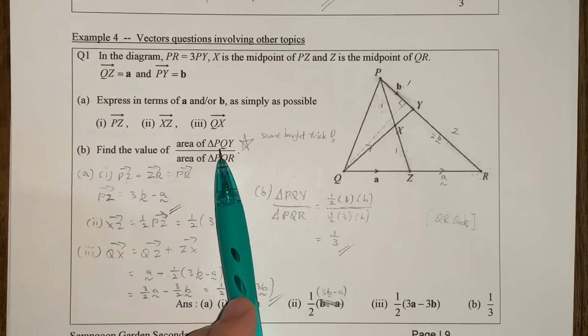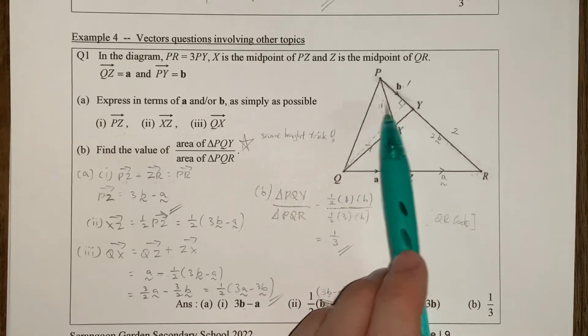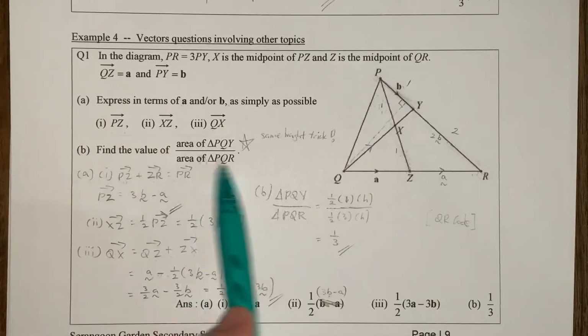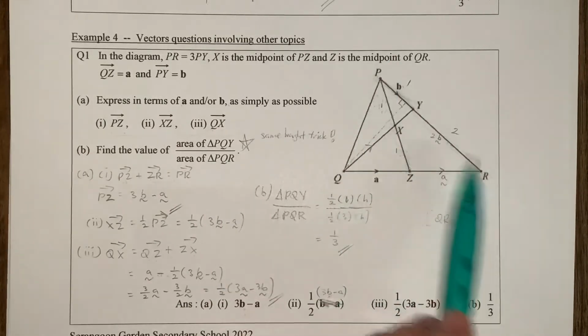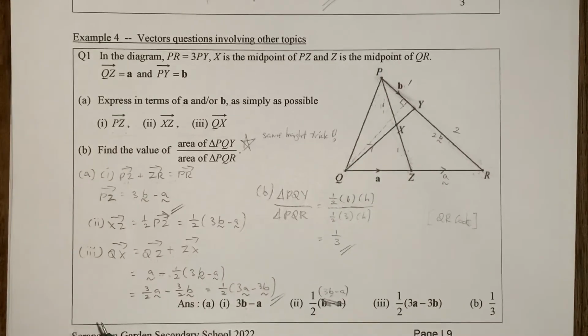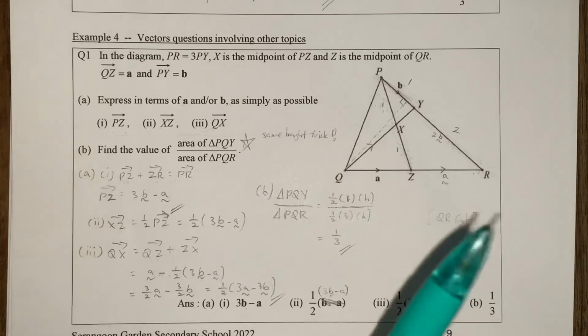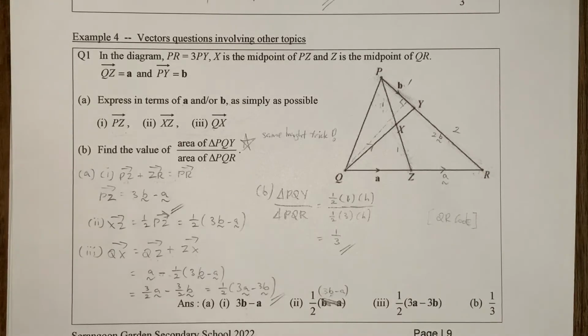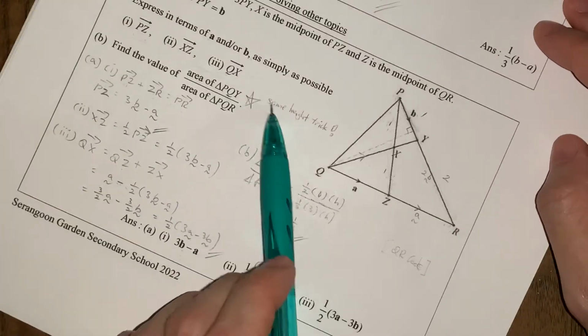So PQY, this triangle's area, divided by the area of this PQR. PQR will be this one, the whole big one. So it's this area divided by the whole thing. Now you can realize that this is vectors. There's not a single number here. So how am I going to find the area of the triangle with no numbers? Actually, we can.